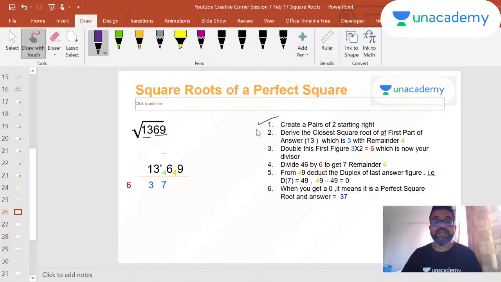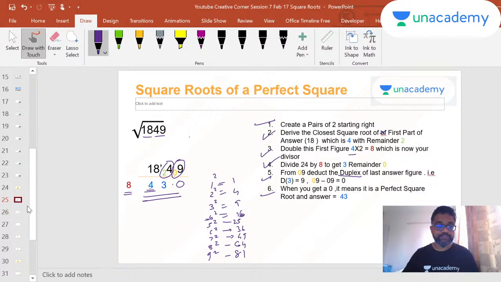Okay, so let's look at 1369. We created the pairs of 2 starting from the right. Now we take 13, right? So now what will be the closest to 13? In fact, it has to be lesser. So when I look at 13 now, you can also say 16, but it has to be lesser at most. I cannot pick up 16 here.